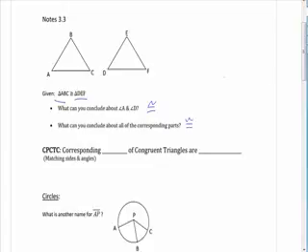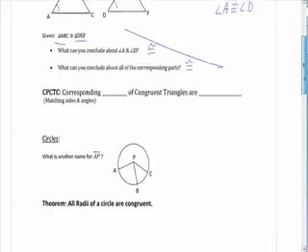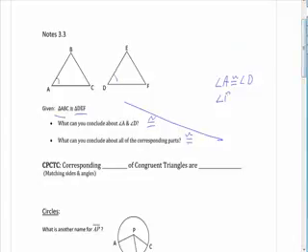We could say we know that angle A is congruent to angle D. We can mark that on the diagram. We know that angle B is congruent to angle E. And angle C congruent to angle F.